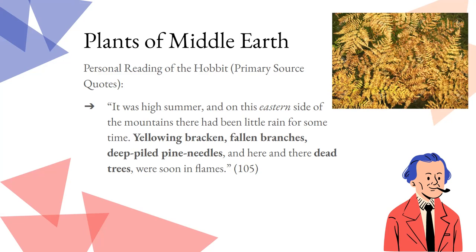As you go on the eastern side of the mountains, we have yellowing bracken, falling branches, deep piled up pine needles, dead trees, which is super interesting. You also get compressional warming. As the air comes down, you get compressional warming as well. So, that quote. And that takes moisture out of the air. So it makes it even more dry. So that's a picture of yellowing bracken up there.